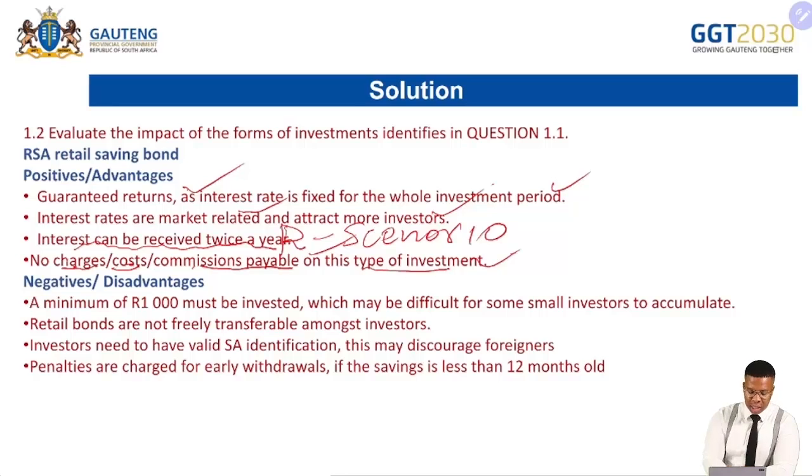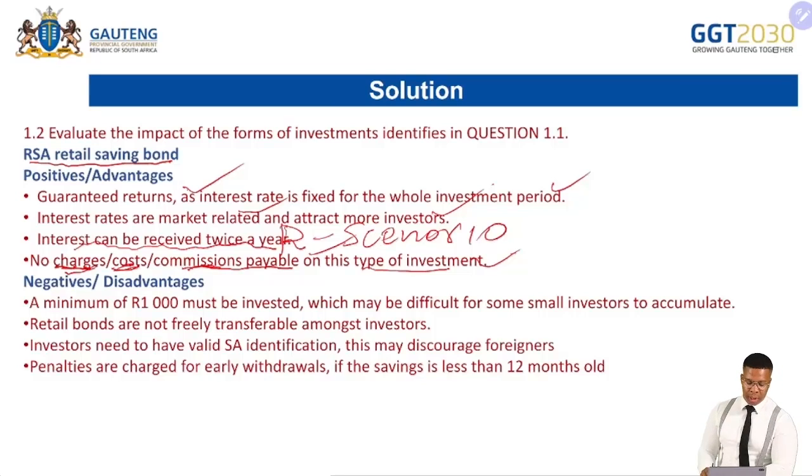Immediately the scenario says the investment is safe and has no charges, costs, and commissions, you should know the answer is RSA retail savings bond. But immediately the scenario says the investment is safe, but excludes the issue of no charges, costs, and commissions, you should know that the answer should be fixed deposit.